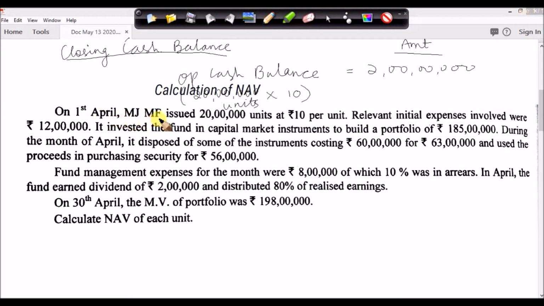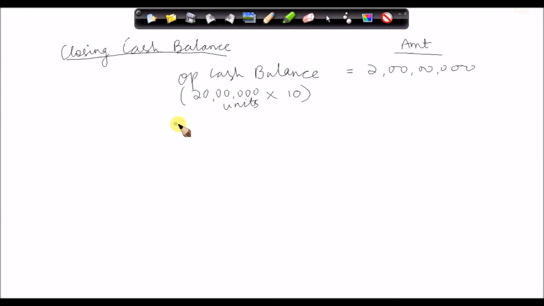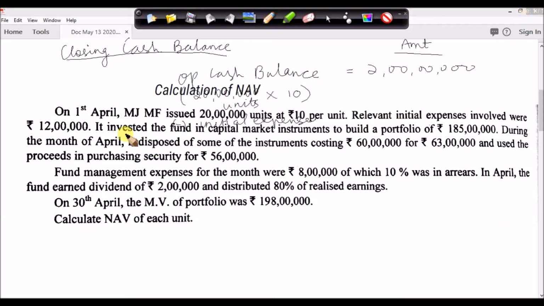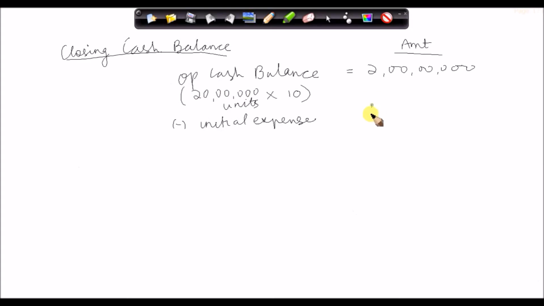Then relevant initial expenses involved were 12 lakhs. So there were some initial expenses to bring this fund into the market, and these initial expenses were to the extent of rupees 12 lakhs. So I am going to deduct this 12 lakh rupees.